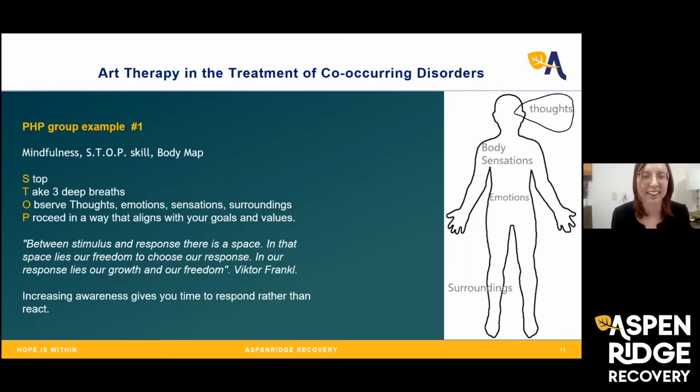And he was in concentration camps. So between the stimulus and the response, there is a space. In that space lies our freedom to choose our response. In our response lies growth and freedom. But if we don't have the space that he's talking about, then we're not able to choose our response.